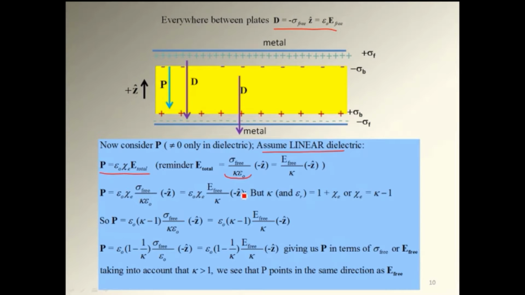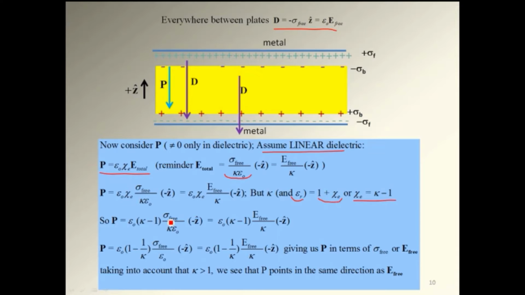But then remember what kappa is. It's equal in magnitude to epsilon r. It's equal to 1 plus the susceptibility chi sub E. So we can solve for chi sub E, and it's equal to kappa minus 1. This comes up so often you better try to memorize that. This is the way we get kappa and epsilon r. We set it equal to 1 plus chi sub E.